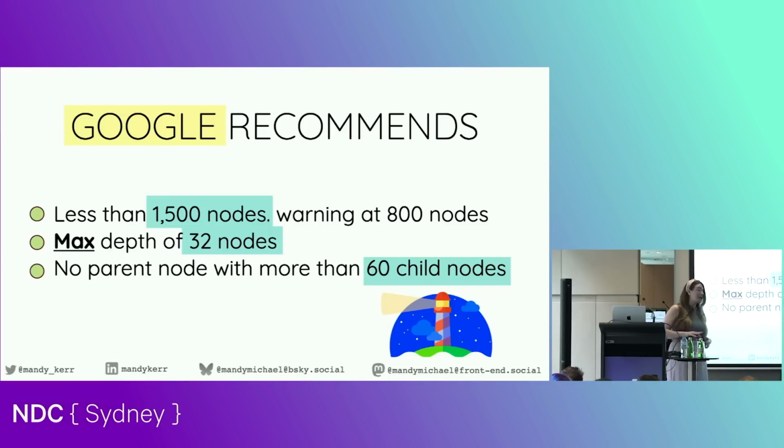So Google's Lighthouse Performance tool, if you've ever used it before, recommends less than 1,500 nodes, max depth of 32 nodes, and no parent with more than 60 child nodes. Now, I want to be really clear here. This is the absolute max that you want to be at. If you're anywhere near this, this is really too much. I mean, it's going to warn at 800, which is 1,500 is nearly double that. So you want to be way on the other end of this.